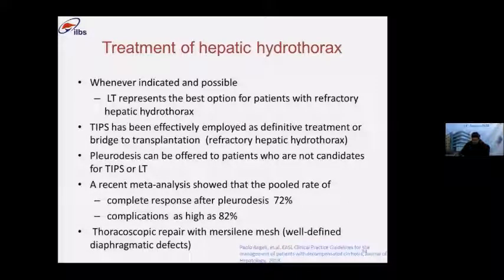A recent meta-analysis has showed that the pooled complete response rate after pleurodesis is 72%, but again with complications as high as 80%. Thoracoscopic repair with mesh is also a modality where there are large diaphragmatic rents.